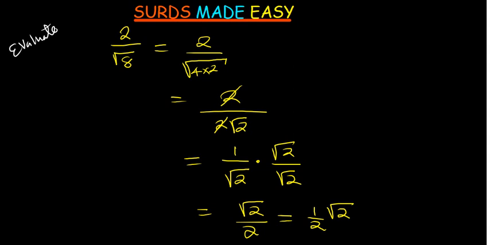When you're rationalizing something in the form a over root a, multiply on top by root a, also down by root a.